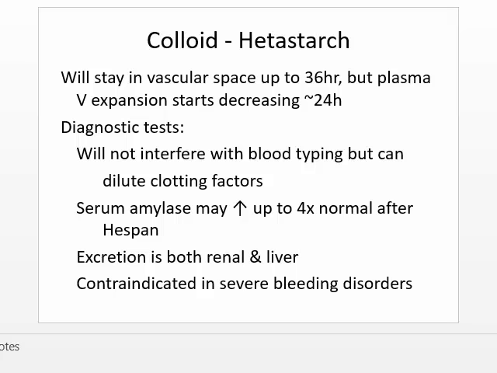So excretion is both renal and liver. And it is contraindicated in severe bleeding disorders. We don't want to give that.